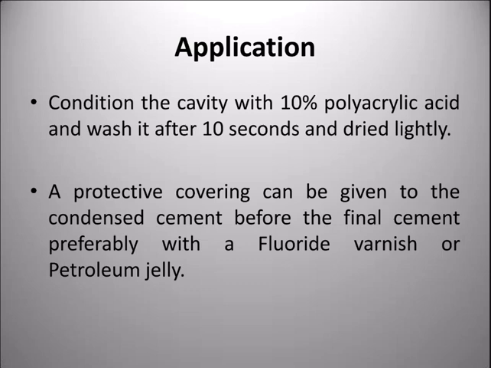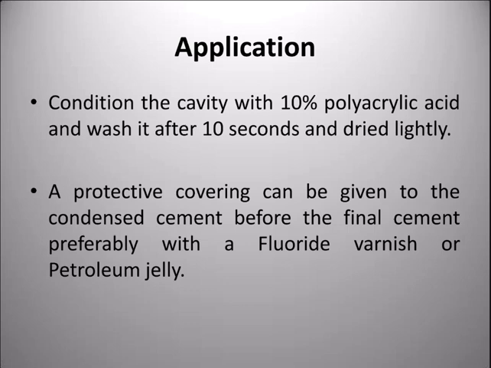Okay, so why we do this, I'll just explain. For that you should know what the setting reaction of GIC is. Usually, the setting reaction of GIC happens when the aqueous part, that is the polycarboxylic acid or polyacrylic acid, is mixed with the glass particles, which, as I told you, are calcium, aluminum, fluorosilicate glass, rich in calcium, strontium, aluminum, and silica. It's mixed, and the acid-base reaction will happen.